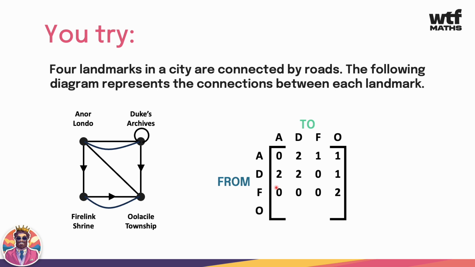Alrighty, so starting at Firelink, there's no way to get back to A because we can't go against the flow. We cannot get to the Duke's Archives because there's no connection there. We cannot get to ourselves because there's no loop, but we can take 2 paths to Ulasil down below. And finally, starting at Ulasil, we can get straight to Anorlondo with a path there. We cannot get to the Duke Archives because we cannot go against the flow. We can get to Firelink, but only one way, okay? There's only one way to get across. And finally, we cannot get to ourselves because there is no loop.